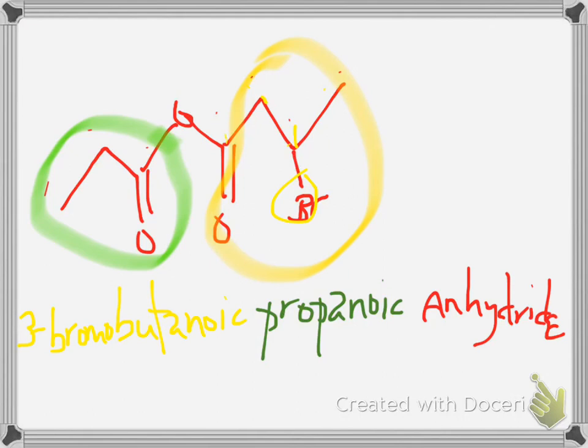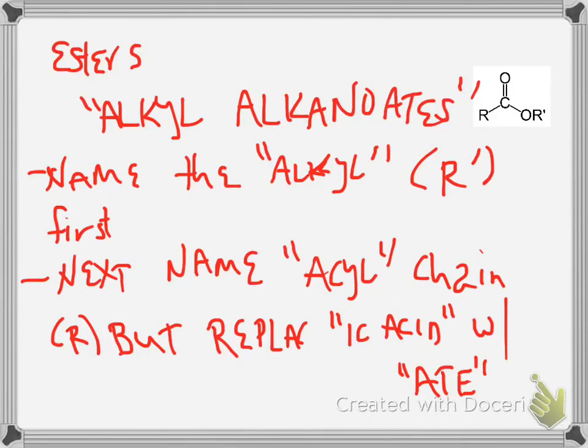3-bromobutanoic propanoic anhydride. It's kind of a mouthful and difficult to write out. However, many times we're talking about the symmetrical anhydrides. Those are the ones that are often the most useful in organic syntheses. So the next carboxylic acid derivative that we're looking at are the esters.